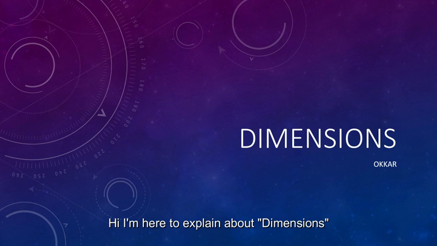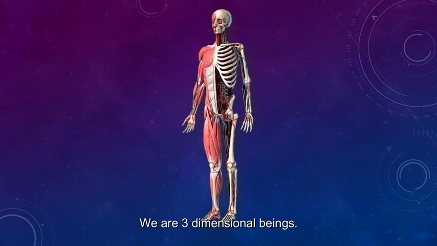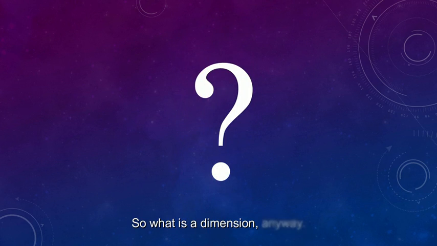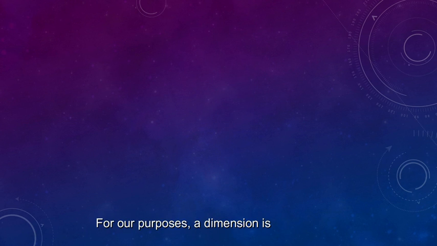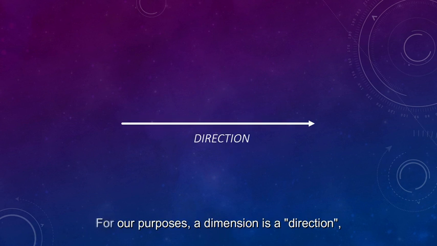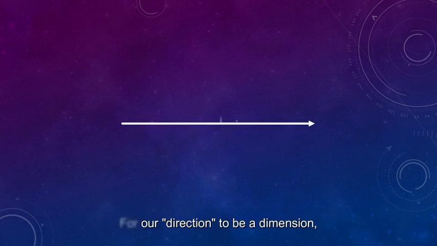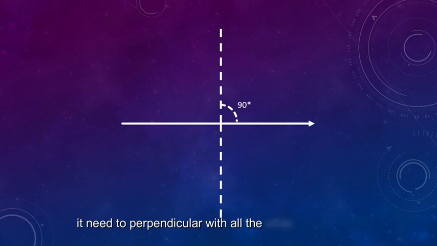Here to explain about dimensions. We are three-dimensional beings. We have length, width, and height. So what is a dimension anyway? For our purposes, a dimension is a direction, which we can picture as a line. For our direction to be a dimension, it needs to be perpendicular with all the other dimensions.